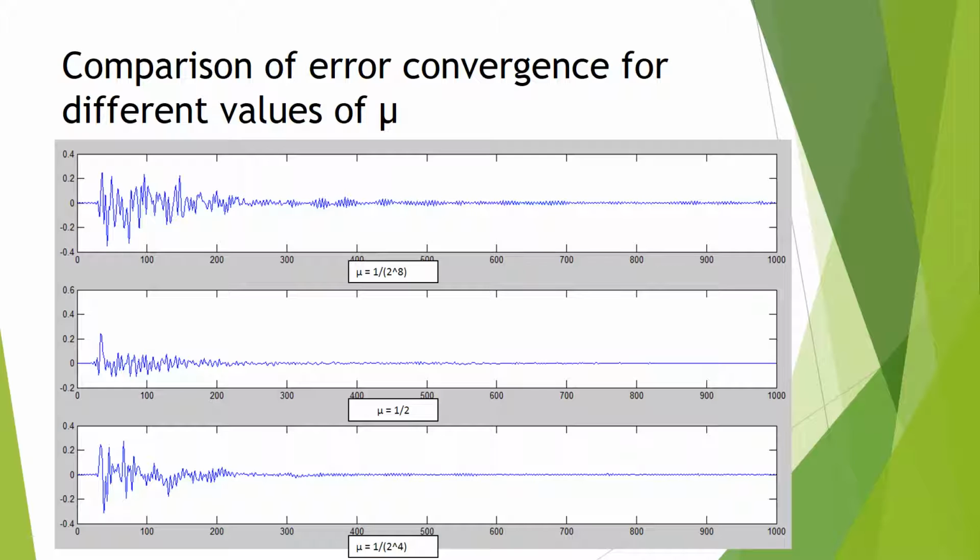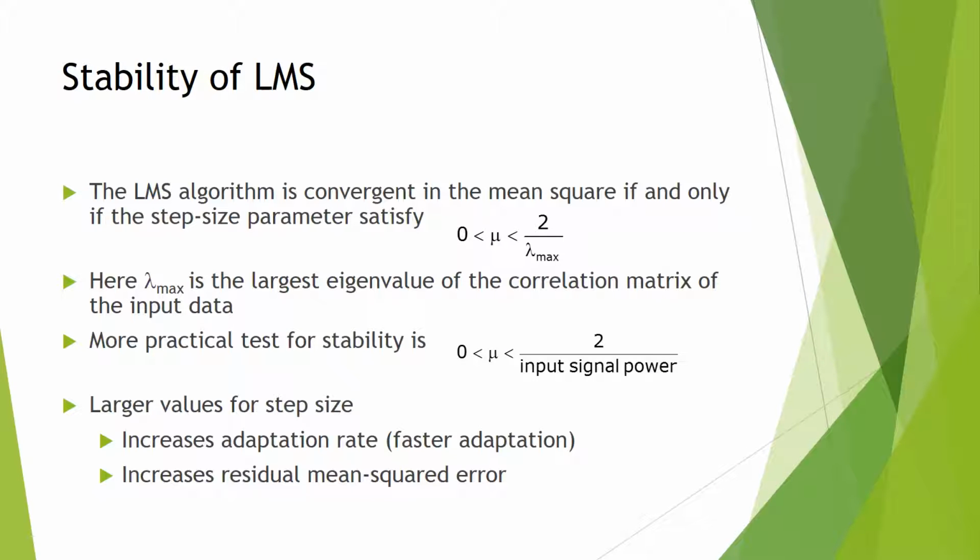So what is the range of the value of mu? Here it is. It should be between 0 and 2 upon lambda maximum, and practically it should be between 0 and 2 upon input signal power. As I said, a larger value of step size increases the adaptation rate, that is faster adaptation, but it shouldn't be larger than a certain value. It should not be greater than 2 upon input signal power, otherwise the system will never converge. It also increases the residual mean square error.